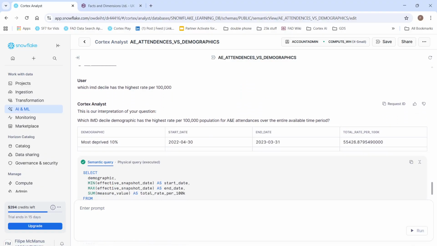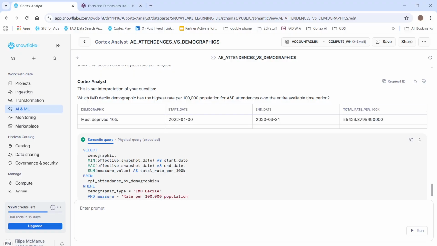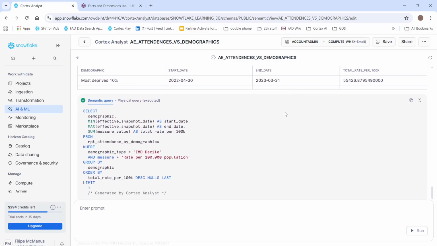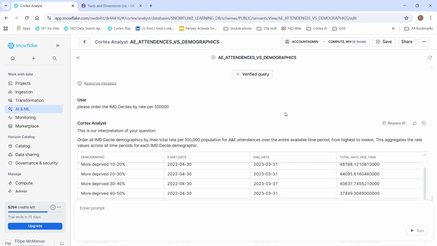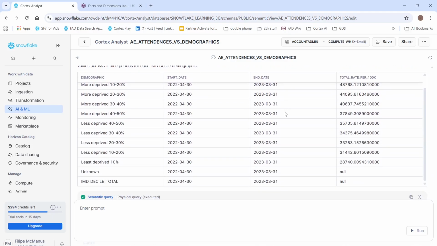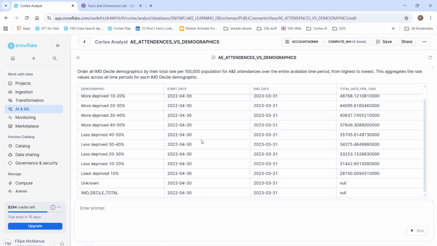Then I said, which IMD decile has the highest rate per 100,000? And, probably not massively surprisingly, the most deprived 10% has the highest rate per 100,000. And then the next question, please order the IMD deciles by rate per 100,000. And possibly also not particularly surprising, although slightly surprising because I wasn't expecting it to be absolutely exactly in order, the rate per 100,000 goes down as you go down the deprivation scale, i.e. the more deprived, the more likely they are to have an A&E attendance.